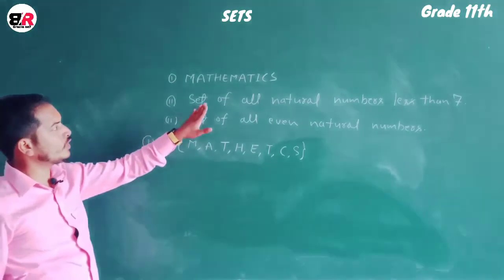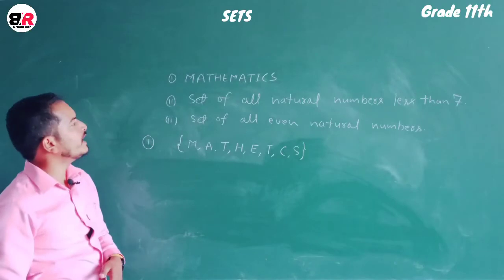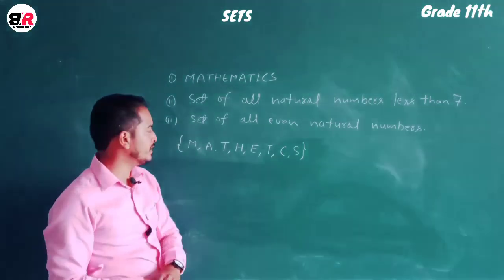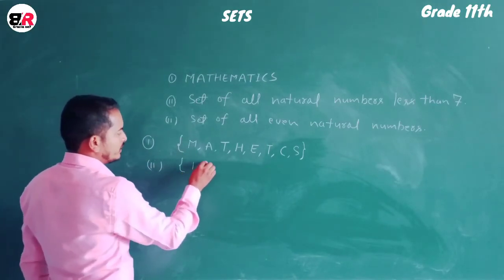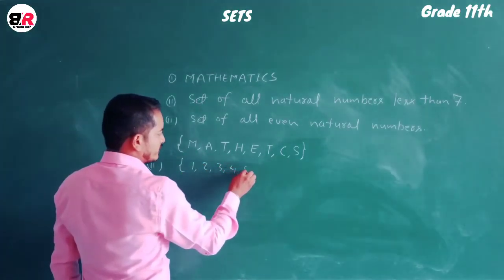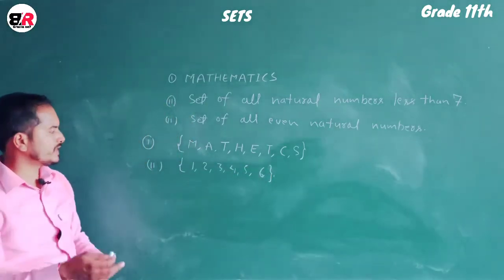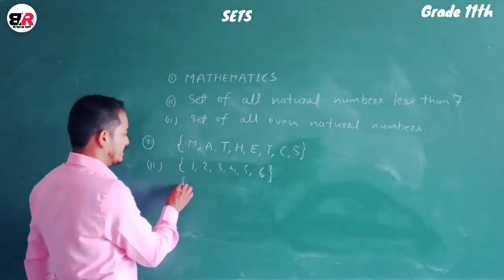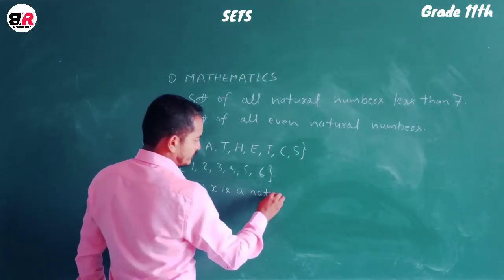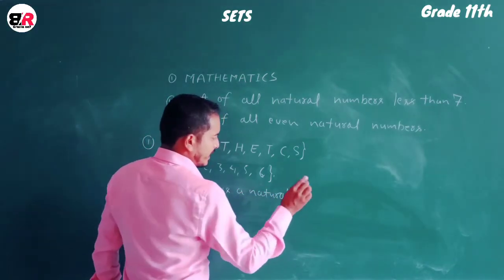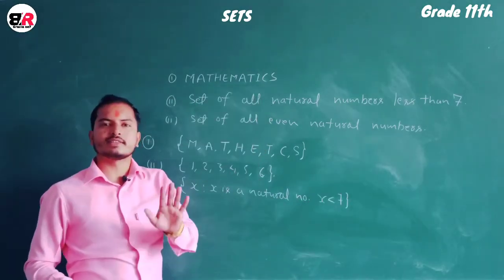In the second example, set of all natural numbers less than 7. We are going to represent this set also in roster form as well as in set builder form. So in example second, the set of all natural numbers less than 7: 1, 2, 3, 4, 5, 6. These are the natural numbers less than 7. If we are going to represent this set in set builder form, then we will write {x : x is a natural number and x is less than 7}. It is set builder form.